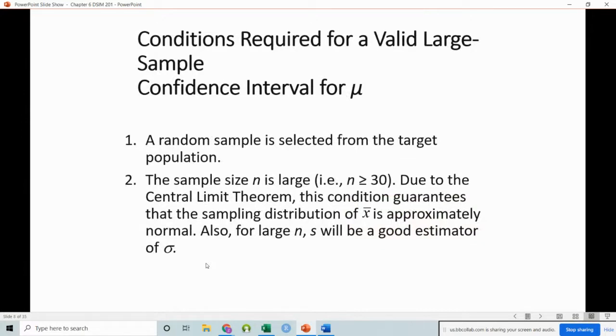A few conditions are required to have a valid large-sample confidence interval for mu. The first is that it has to be a random sample selected from the target population. The second is that the sample size n has to be large. In general, in statistics, that is larger than 30. Due to the central limit theorem, this condition guarantees that the sampling distribution of x bar is approximately normal. Also, for large n, s will be a good estimator of the standard deviation sigma.